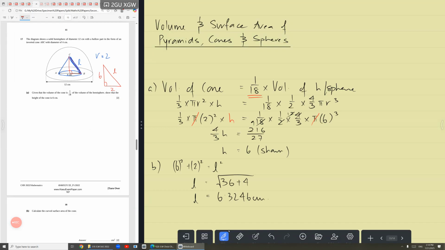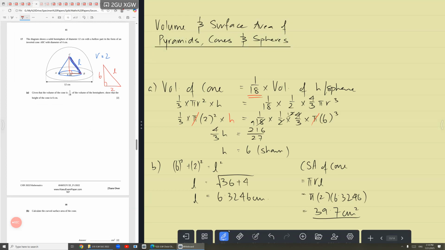We're going to use this value to find the curved surface area of the cone. The curved surface area of a cone is equal to pi r l. So we simply take pi times the radius, which in this case is 2, and the slant height is 6.3246. That is 2 times pi times 6.3246, and the answer is 39.7. Okay, this is our curved surface area.